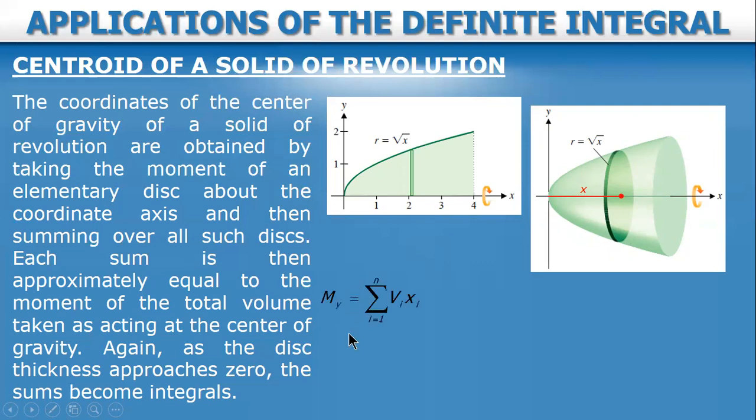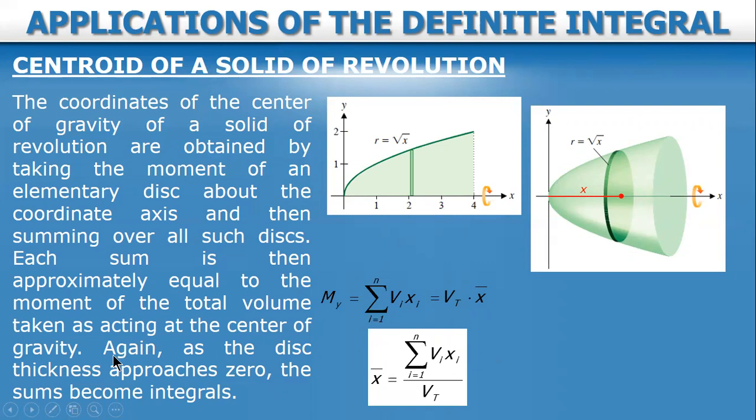So, we have this one. Moment about y, this time it's volume. Before, in plane areas, it was the centroid of a plane area, but now it is volume. Each sum is then approximately equal to the moment of the total volume taken as acting at the center of gravity. So we equate this to the total volume times x bar. And so we solve for x bar, we have this.